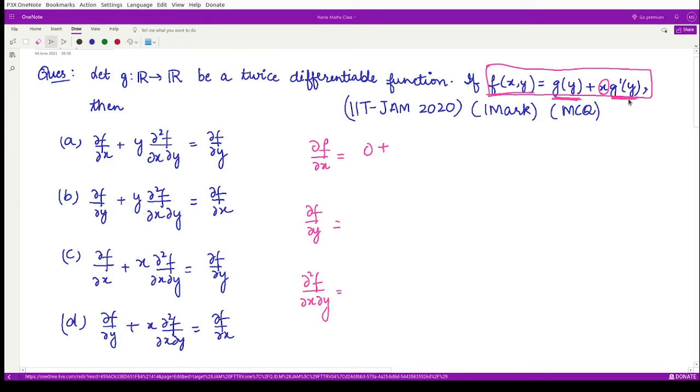here we have x in this term, and the rest is solely dependent on y. So we have the derivative as 1 into g dash y. So this is g dash y. Then let's look at the partial derivative of f with respect to y. With respect to y, firstly you will perform the derivative with respect to g.